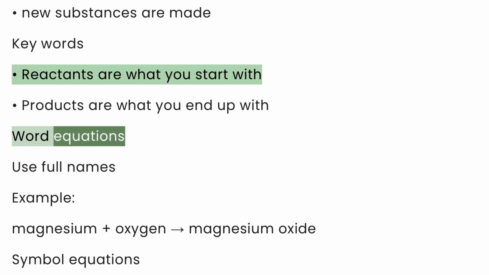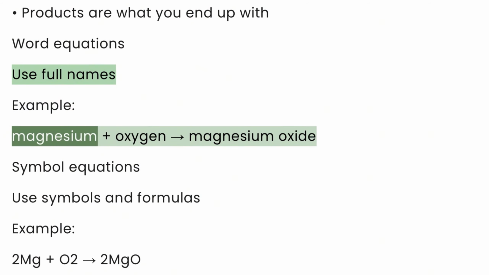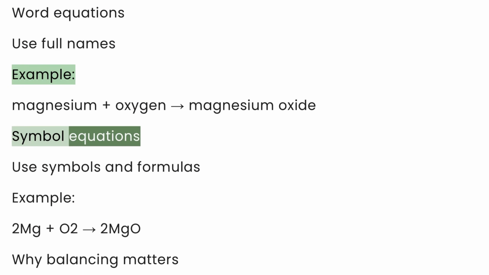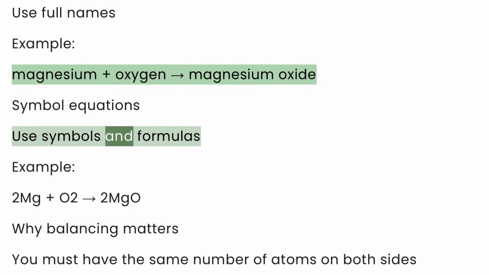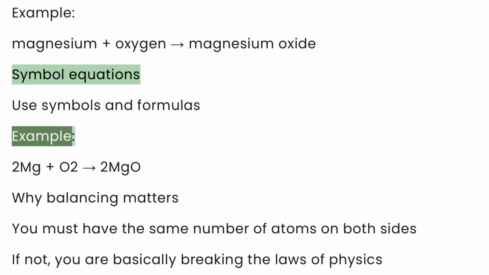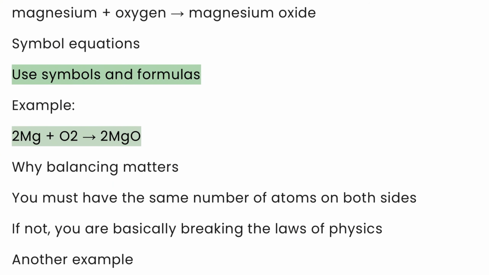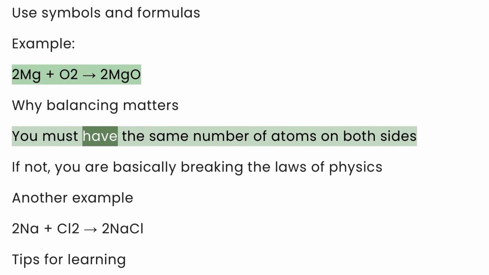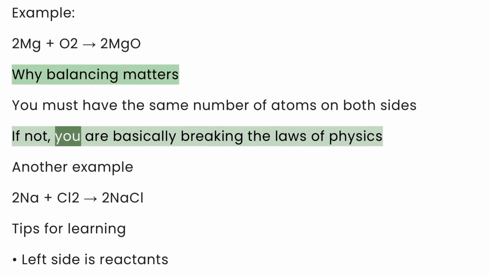Word equations. Example: magnesium plus oxygen, magnesium oxide. Symbol equations. Use symbols and formulae. Example: 2Mg plus O2, 2MgO. Why balancing matters? You must have the same number of atoms on both sides. If not, you are basically breaking the laws of physics.